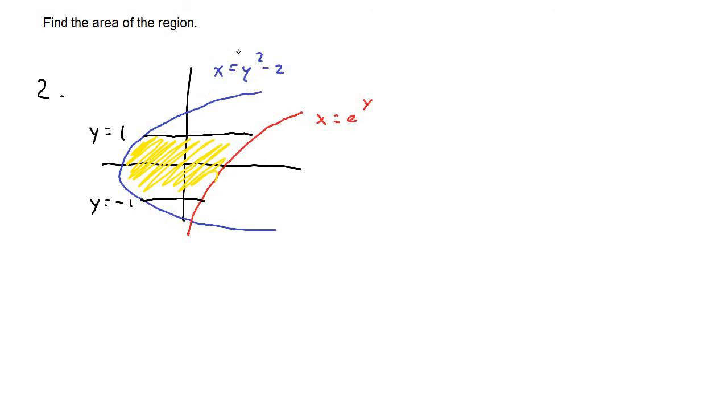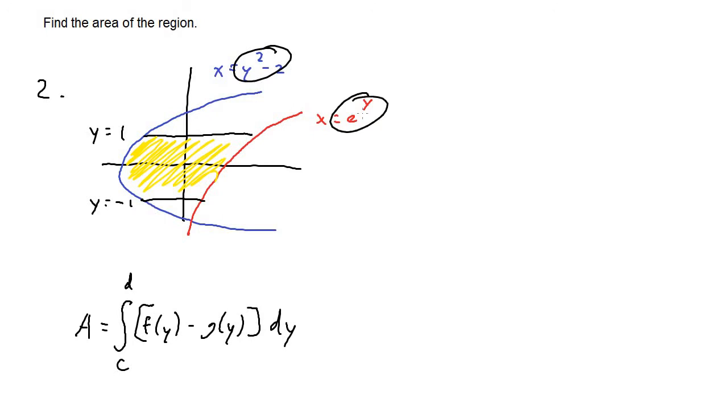So we have to use the formula where we put everything in terms of y, and area is going to equal the integral from c to d, once again those are just our y bounds, of the right curve minus the left curve. So f of y, that's the right curve put in terms of y, minus g of y, the left curve put in terms of y, times dy. Now realize that both of our curves are already in terms of y, so we're good to go, and we can just plug everything into the formula.